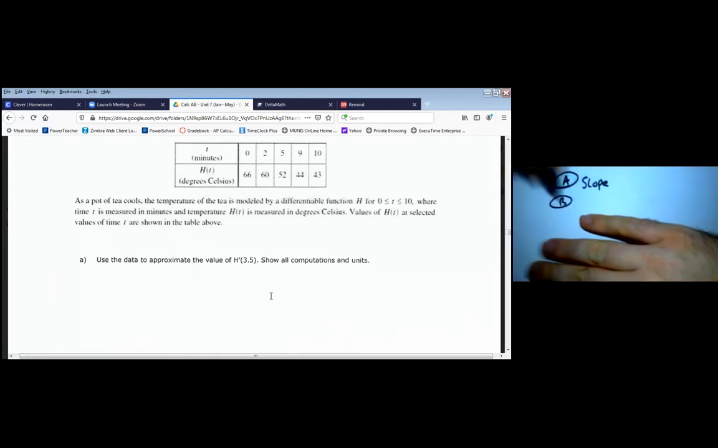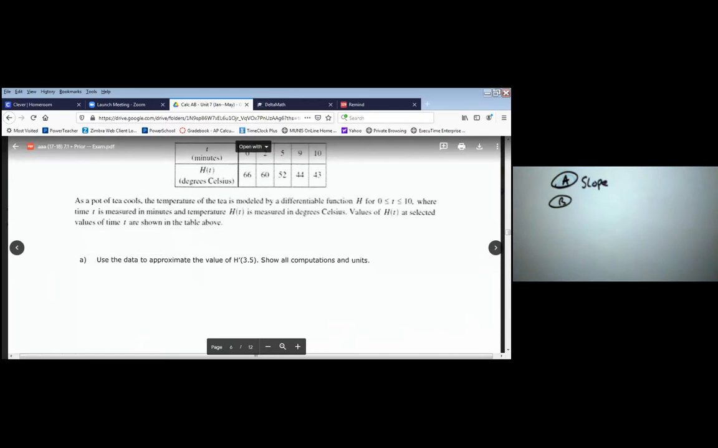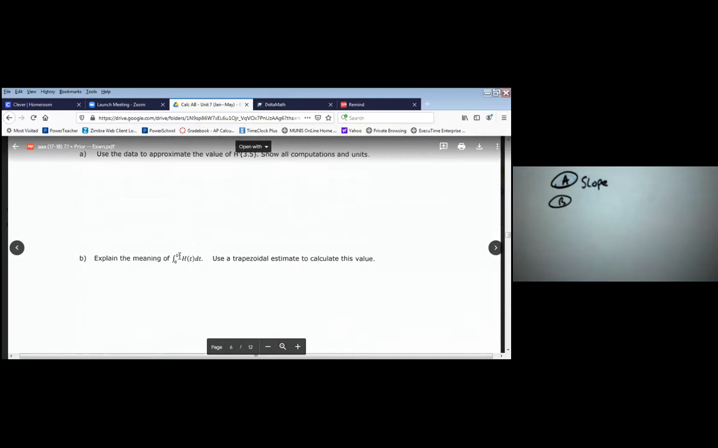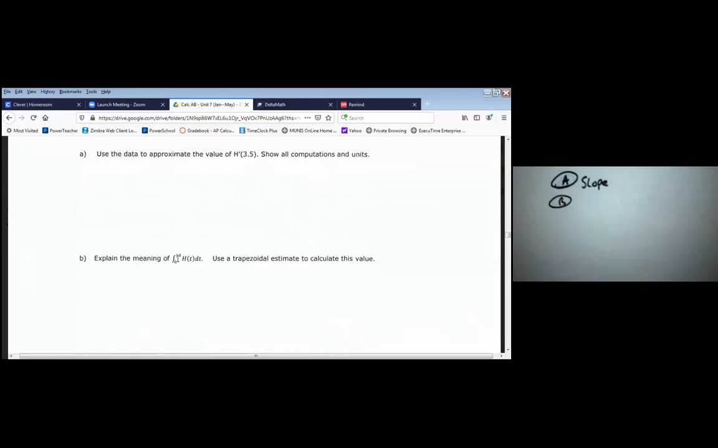All right, let's get into part B. For part B, explain the meaning of this. It's an integral. What does an integral find? What does it tell you? What does it actually stand for? The integral, any integral stands for what? The area under a curve. Area under a curve, correct. But also, what other words have I used to explain this? The total amount. Sum?